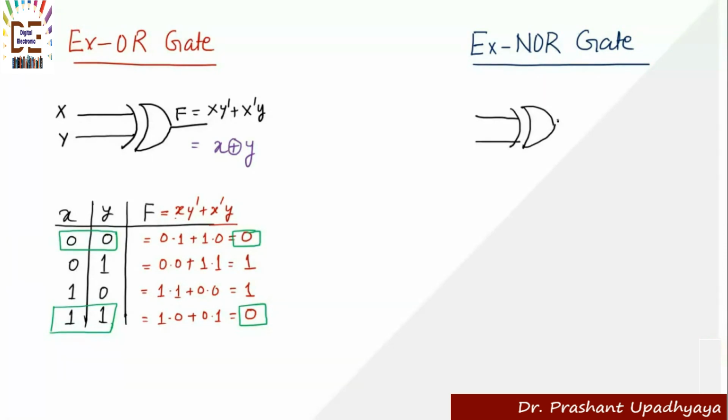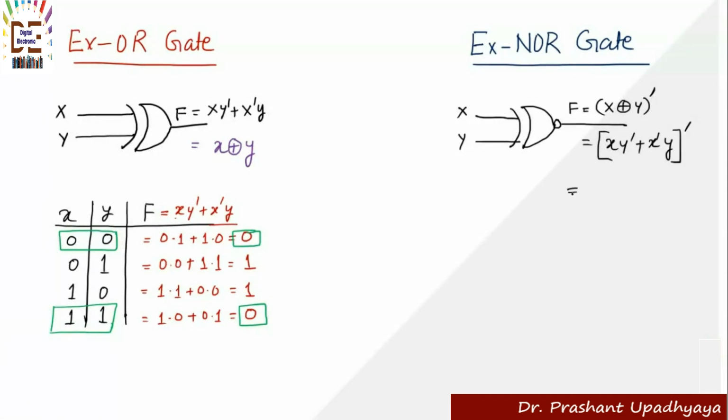So to invert that operation, what am I using? I'm using this bubble symbol. So what will be my output? If this is my X and this is my Y, I will be getting the F. Initially, I was getting X XORed with Y, its complement. So if I apply this, I will be getting X Y bar plus X bar Y, whole bar. Is it clear?